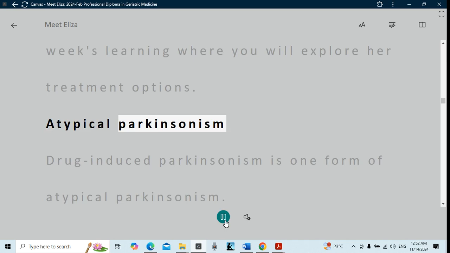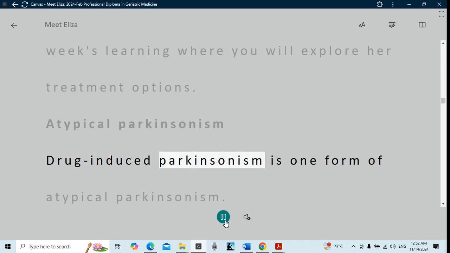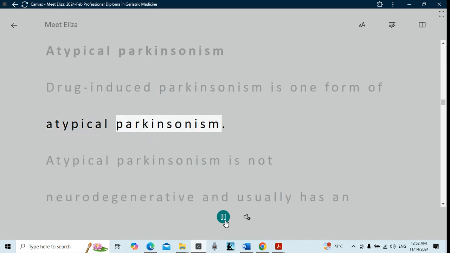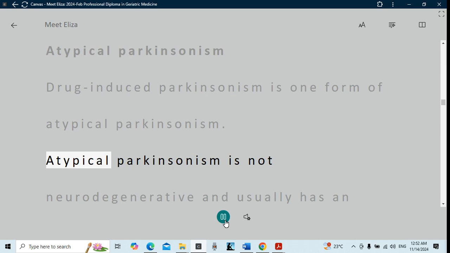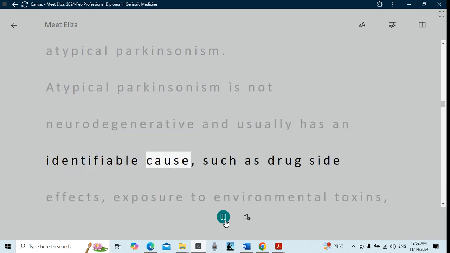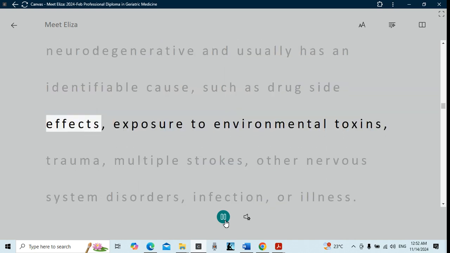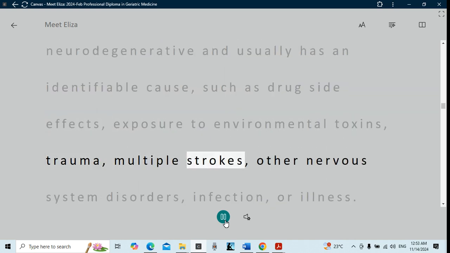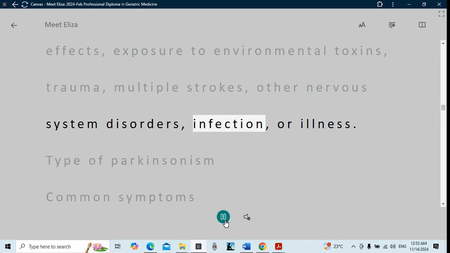Atypical Parkinsonism. Drug-induced Parkinsonism is one form of atypical Parkinsonism. Atypical Parkinsonism is not neurodegenerative and usually has an identifiable cause, such as drug side effects, exposure to environmental toxins, trauma, multiple strokes, other nervous system disorders, infection, or illness.